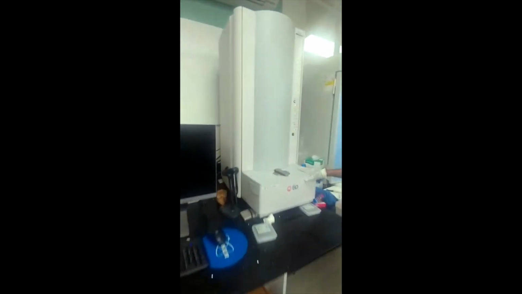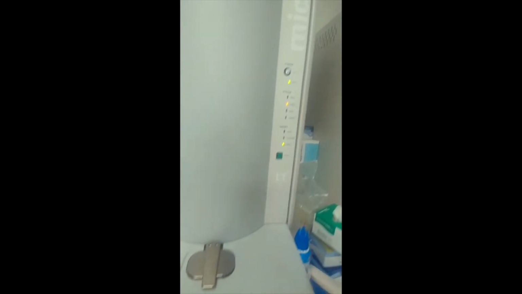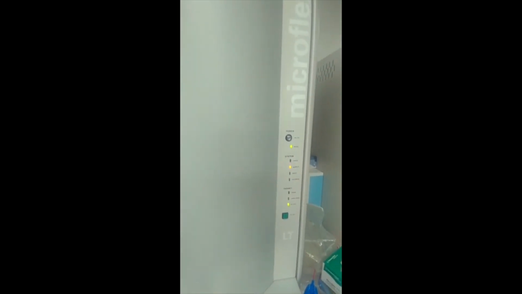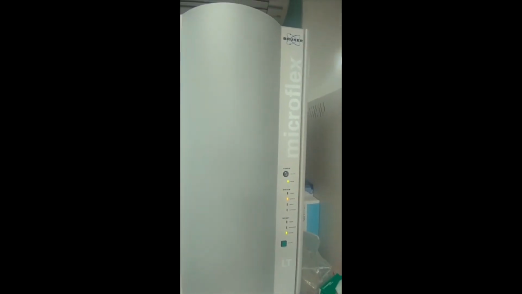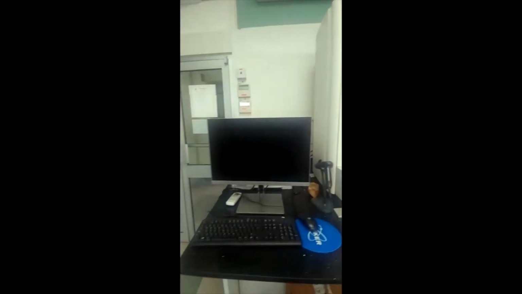And this, of course, is our monitor. One of the newer automated instruments, the matrix-assisted laser desorption ionization time-of-flight machine, also mainly used for identification, but can also be used to some extent for susceptibility testing. And that's all we have, folks, for you today.